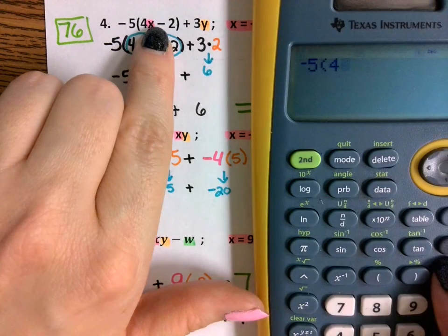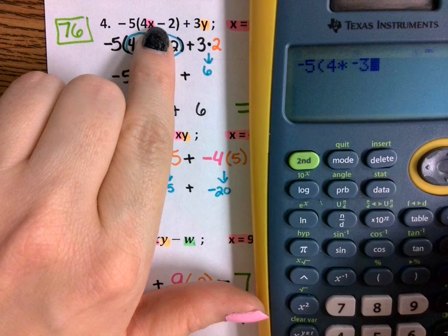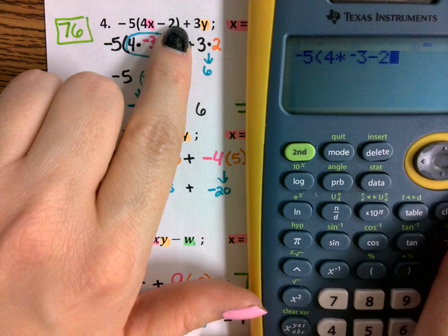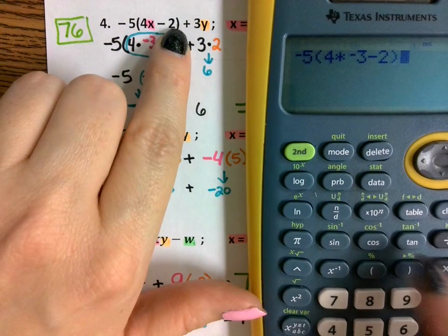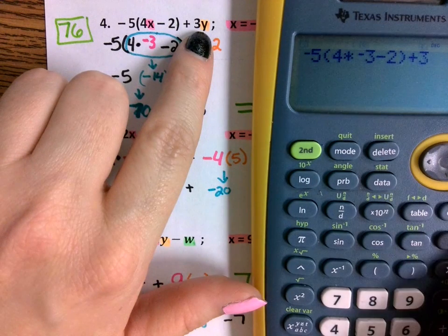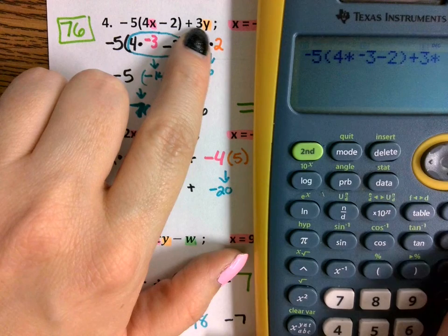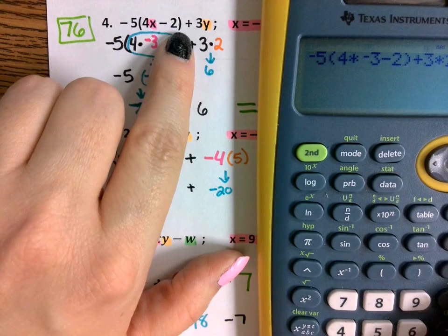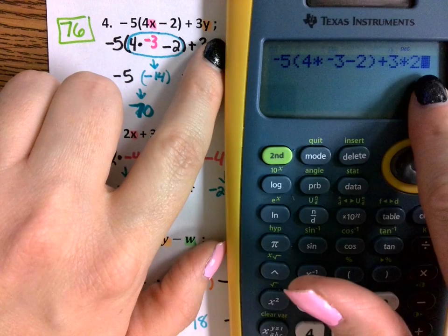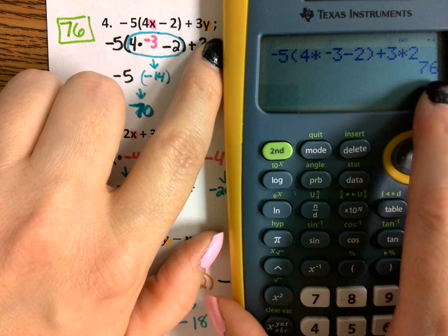I'm still inside the parentheses. I'm going to put -2. Then close the parentheses. Then I've got +3, and that's a times. And what's the y? Times 2. That's all you're going to do. You're going to type it in there. Typed it all in. Enter. Woo, 76. That's all you're going to do. You're going to go line by line.